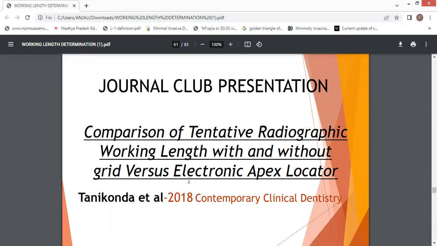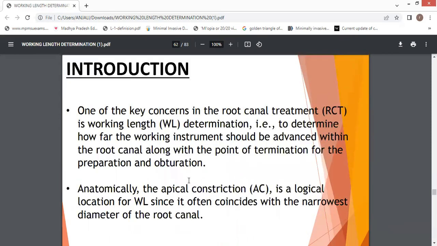There is a journal club presentation which says: comparison of tentative radiographic working length with and without grid versus electronic apex locator.